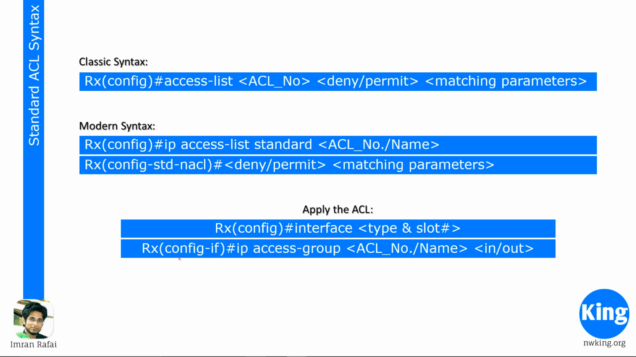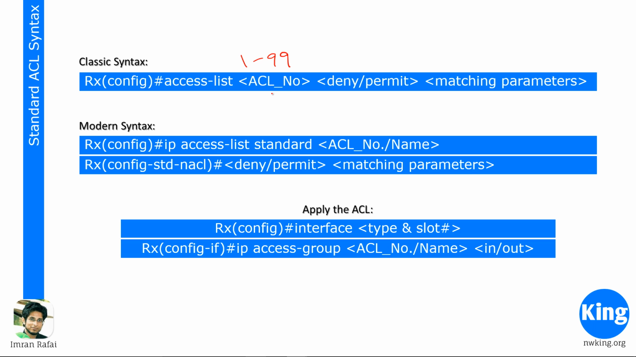Let's look at the standard ACL syntax. There are two ways of defining your ACL. One is a classic way, where in your global config mode you say access-list and put an access list number. If you remember from our previous slide, it said any number from 1 to 99. So if you put access-list and any number from 1 to 99, automatically your device is going to know that this is a standard ACL. And if you put any number from 100 to 199, it automatically knows that you're doing an extended ACL.